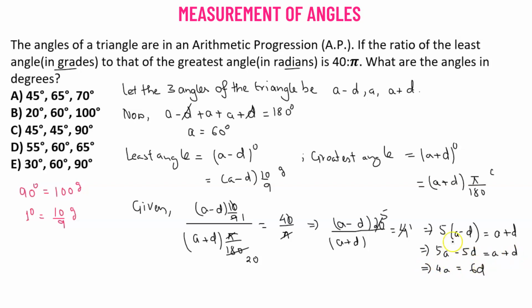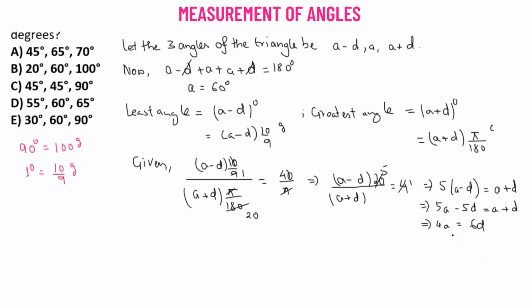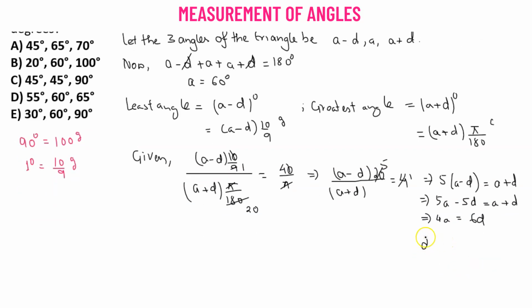Now that we have the value of A, we can easily obtain the value of D. So here the D value is going to be 2/3 of A. A we have obtained, it's 60 degrees. So 2/3 of 60 degrees will be 40 degrees. Fine. Now that we have D, we can find out each of the angles. So A minus D is going to be 60 minus 40, so we have 20 degrees.